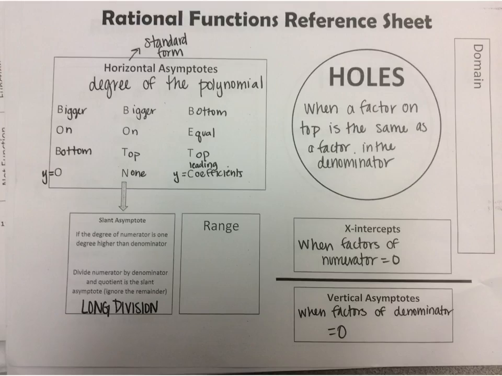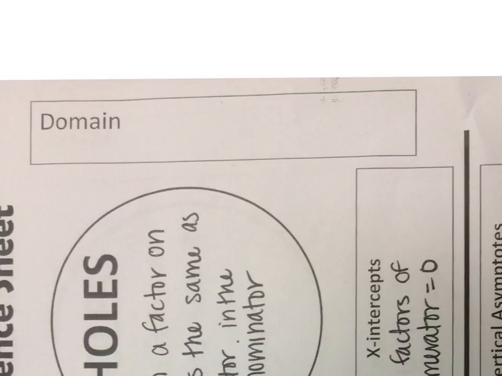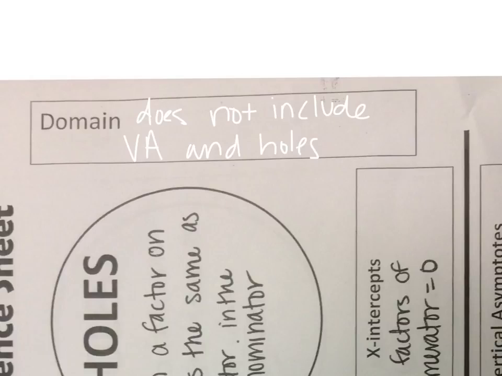All right, so for our domain, what's important about our domain, and some of this will make sense to you, is that our domain does not include, what things do you think our domain can include? The range. The vertical asymptotes and the holes. Our domain cannot include the vertical asymptotes and the hole.